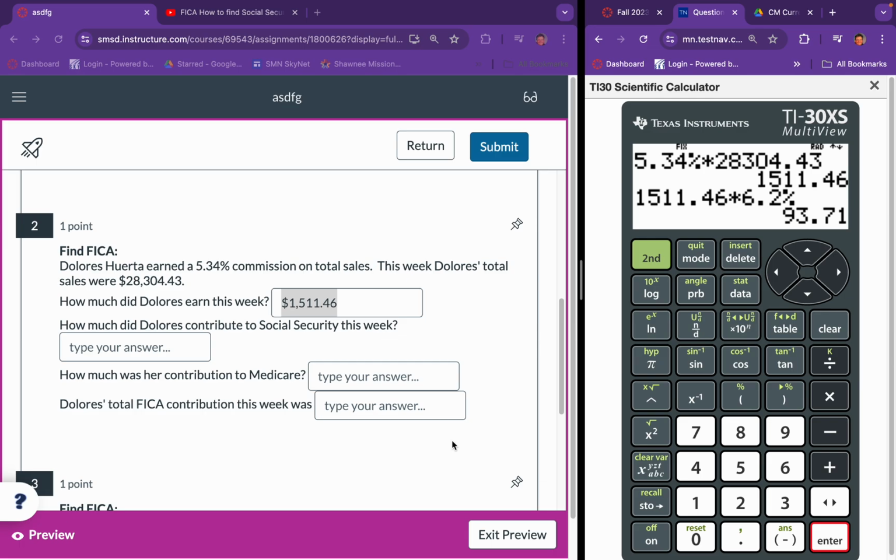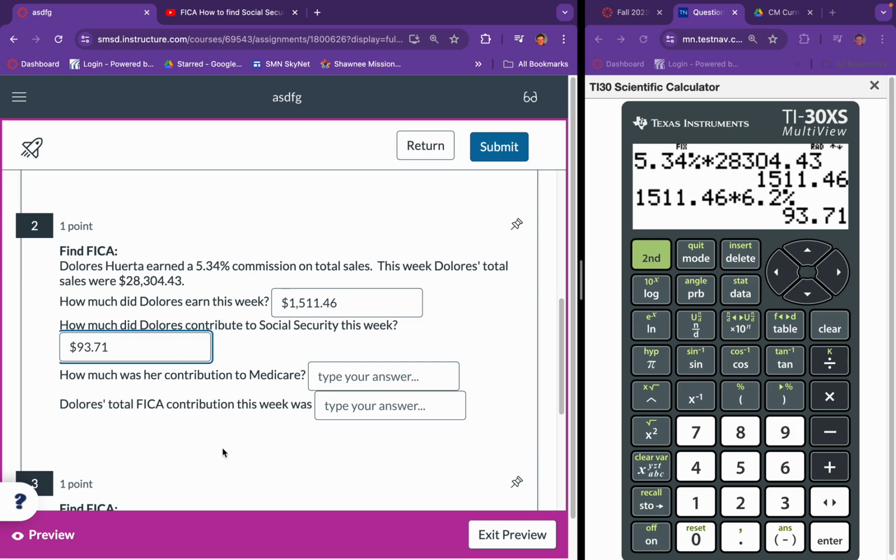So in this paycheck, if Dolores looks at her pay stub, it will show that her employer withheld or contributed to the FICA $93.71 for Social Security. So if she looks on the pay stub at Social Security, it's going to have $93.71. That's what they took out of her pay and gave to Social Security.